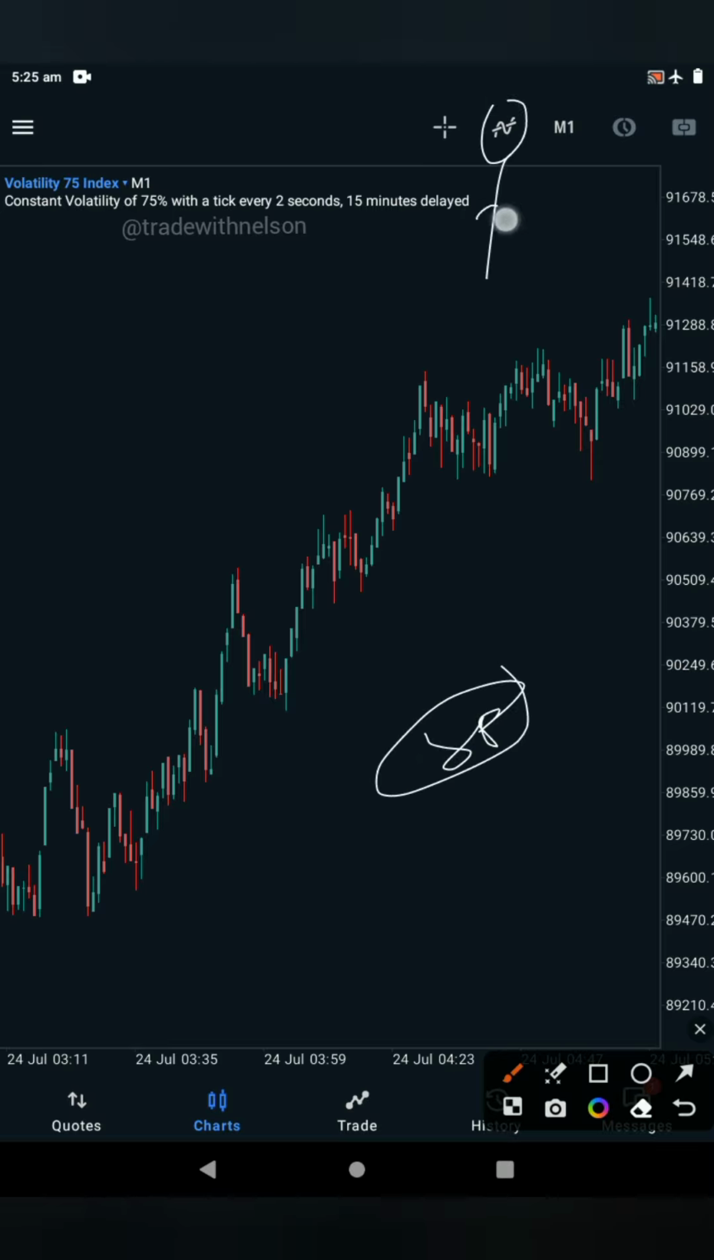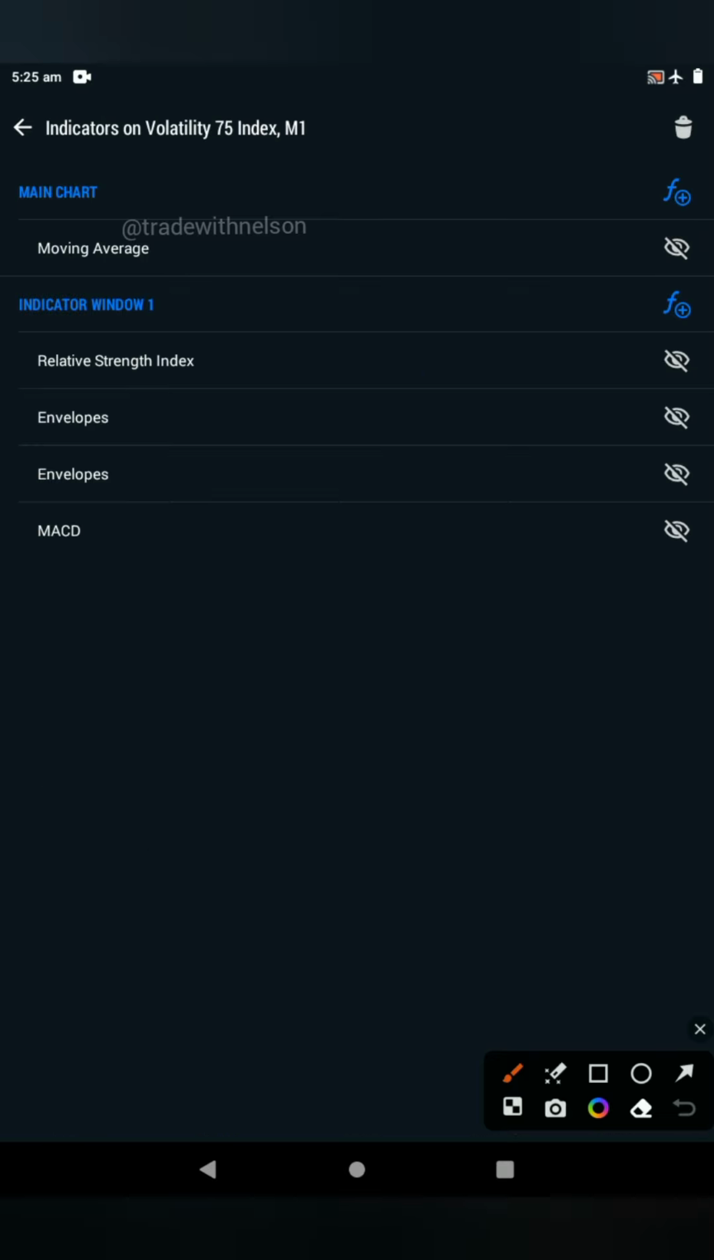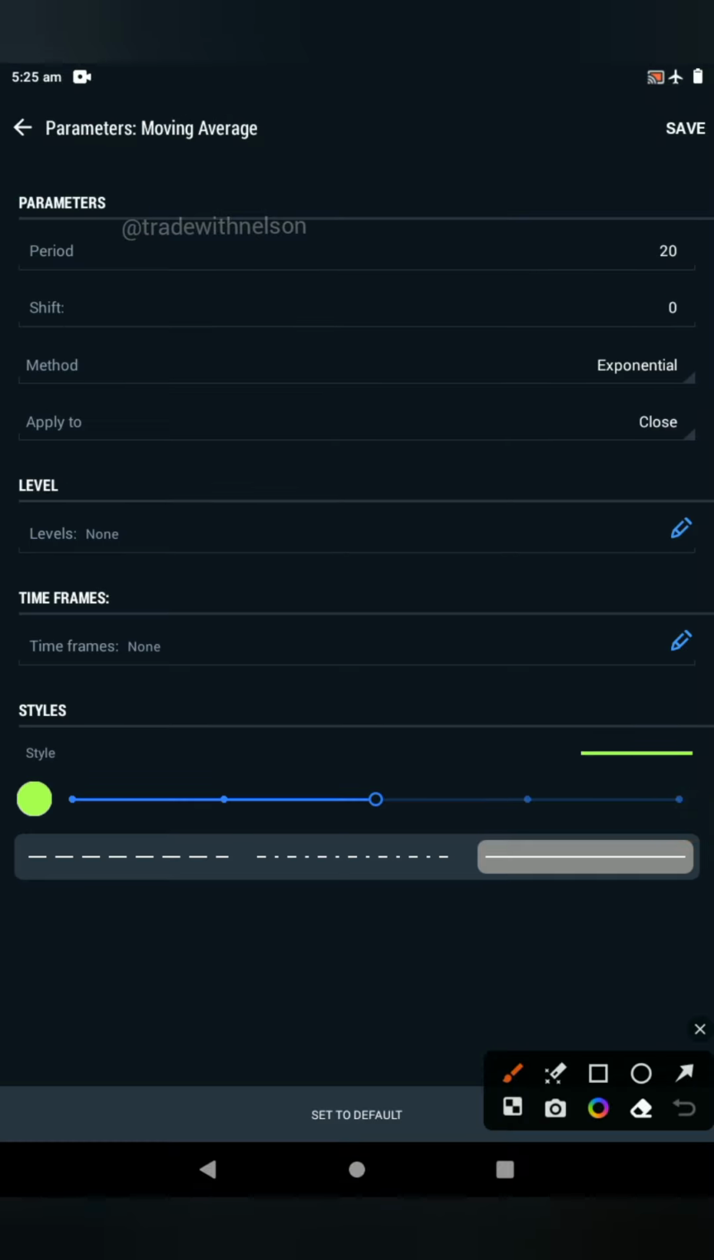First thing you do is click on this indicator icon. You can see I have just 5 indicators: MACD, envelopes, relative strength index, and the moving average. To select the moving average, click on the F icon on the main chart and search for moving average. Make the period 20, shift 0, method exponential, apply to close. For the styles, choose the color and thickness of your choice. After that, click on save.